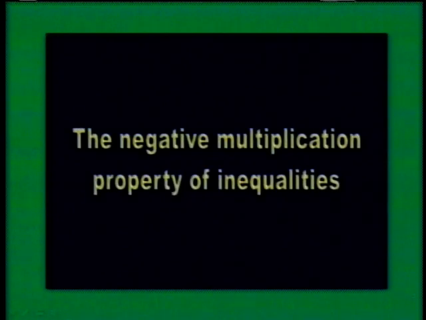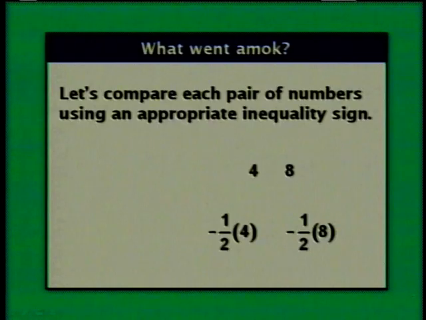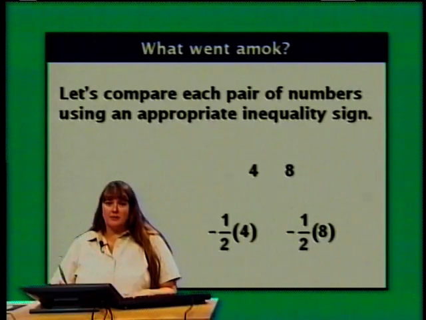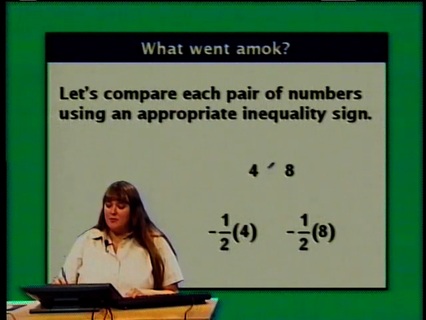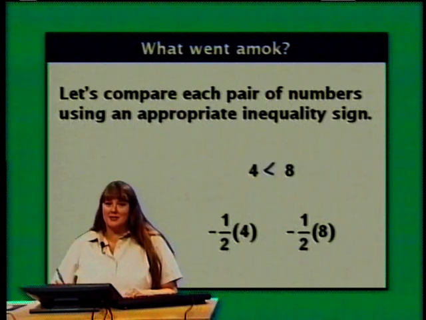So now I'm going to talk about the negative multiplication property of inequalities and see if we can figure out what went wrong in Steve's example. Let's start by comparing some numbers. Compare each pair of numbers using an appropriate inequality sign. Obviously 4 is less than 8. 4 lies to the left of 8.